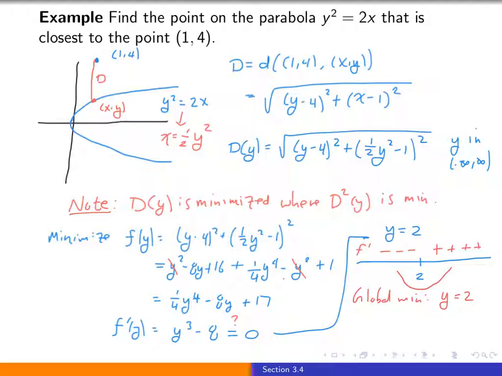So if y is equal to 2, we go back to our original equation relating x and y, and we determine what our x value is. So the x value corresponding to this y value is going to be 1/2 times 2 squared, which is 2. And what we wanted to answer is, what is the point on the parabola closest to the point (1, 4)? It is going to be the point whose coordinates are x equals 2 and y equals 2. So the point that we are looking for is (2, 2).